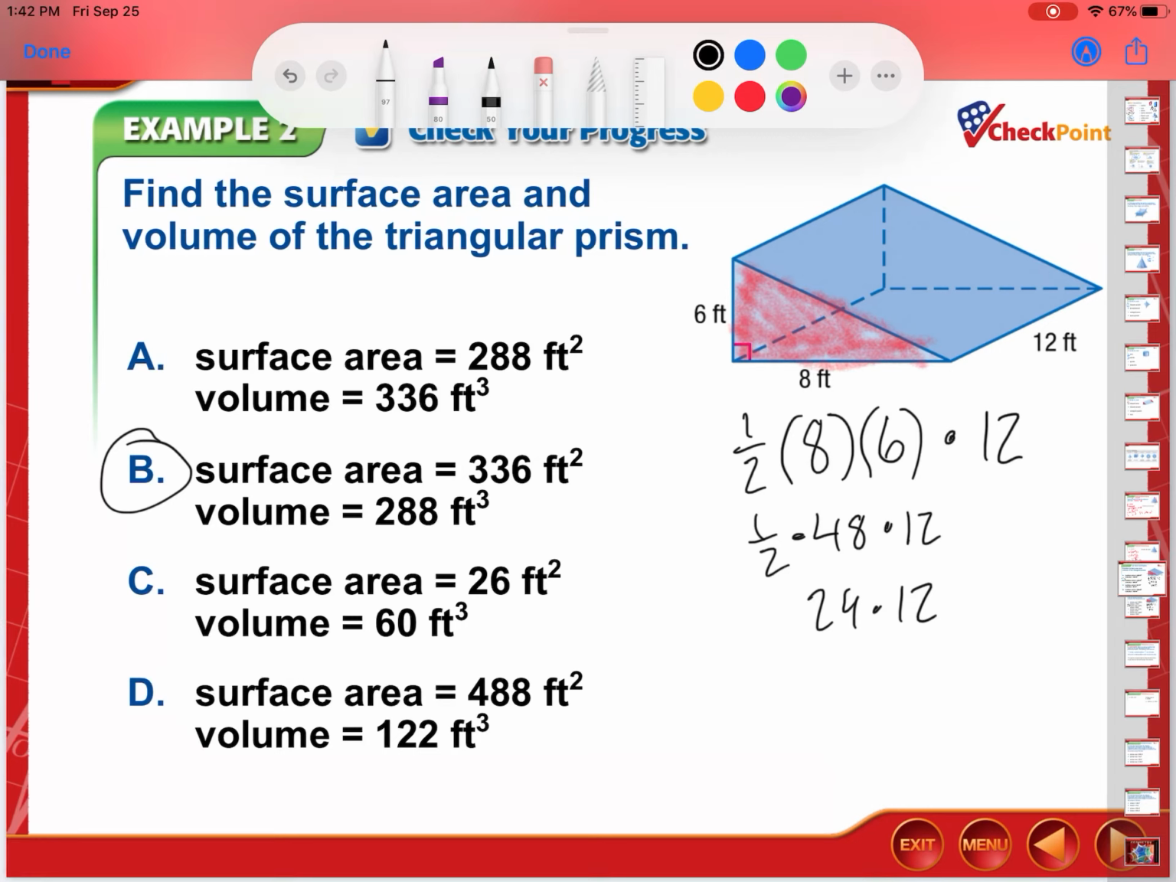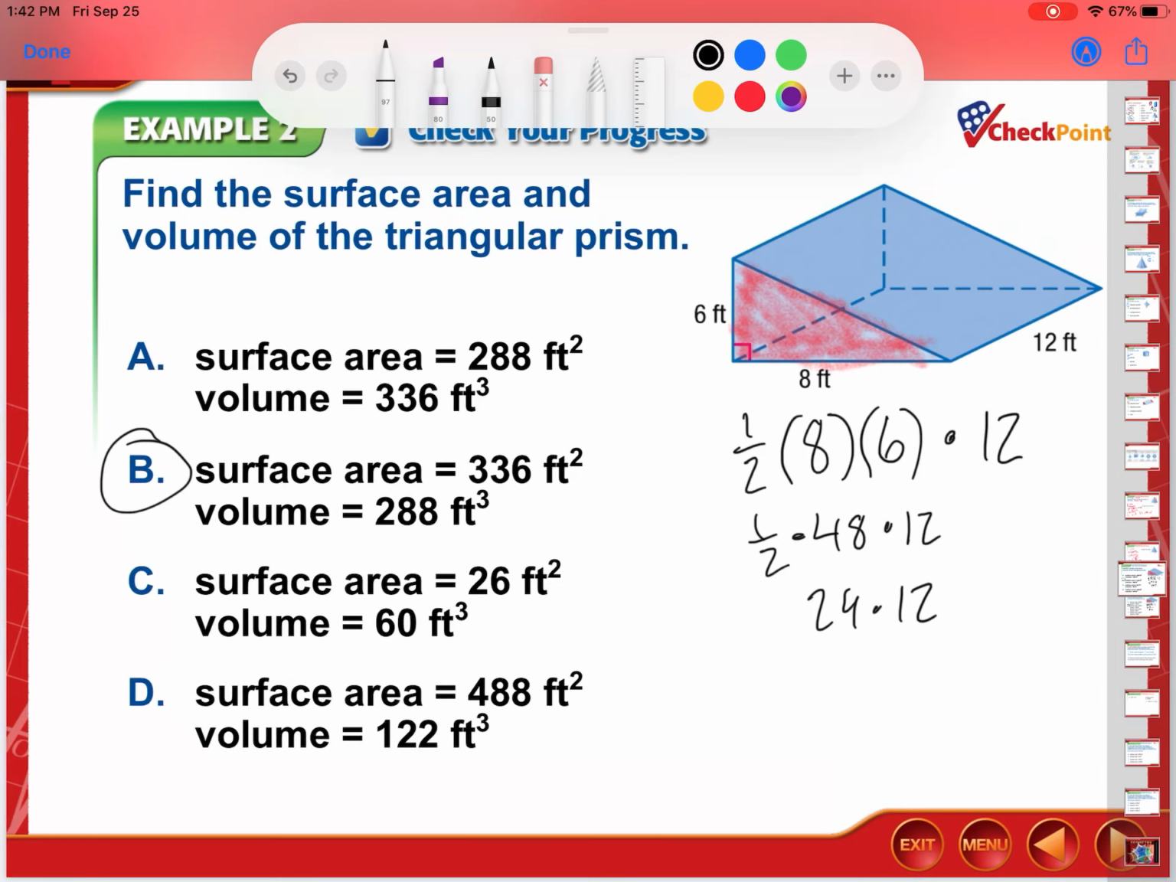So, nope, not that, plus 64. We're not going to find the surface area of this, but we're going to learn something in the future called Pythagorean theorem that would allow us to find the surface area of this.